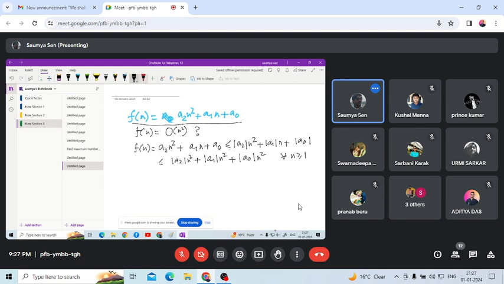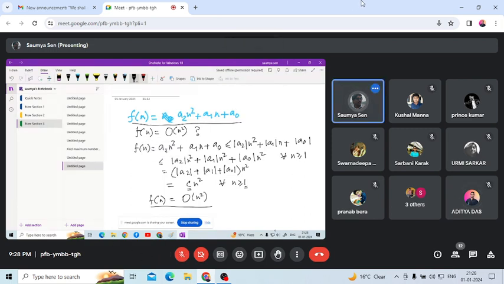So it is equal to mod of a2 plus mod of a1 plus mod of a0, times n square. This is equal to c n square for all n greater than or equal to 1. So we get a c and n0. So by definition, f of n equals big O of n square. All of you understand what I am trying to say? Yes, sir.